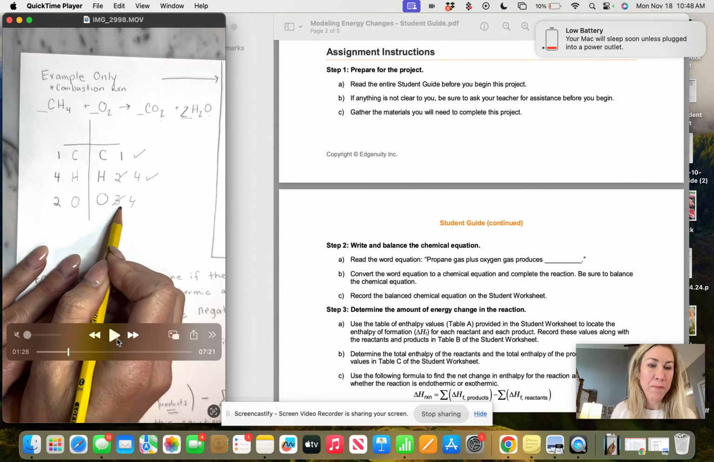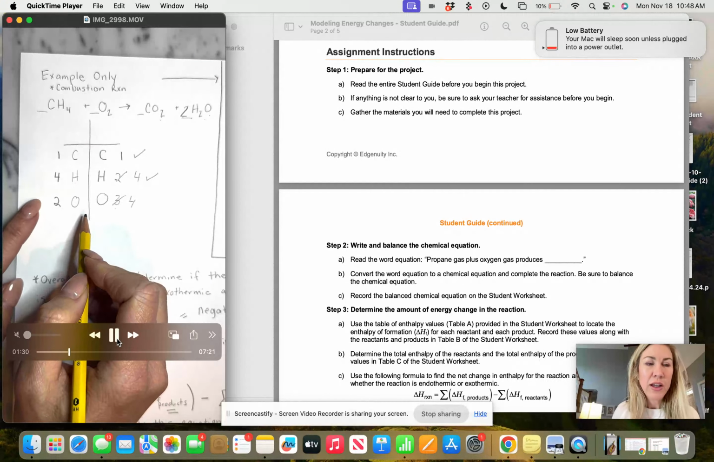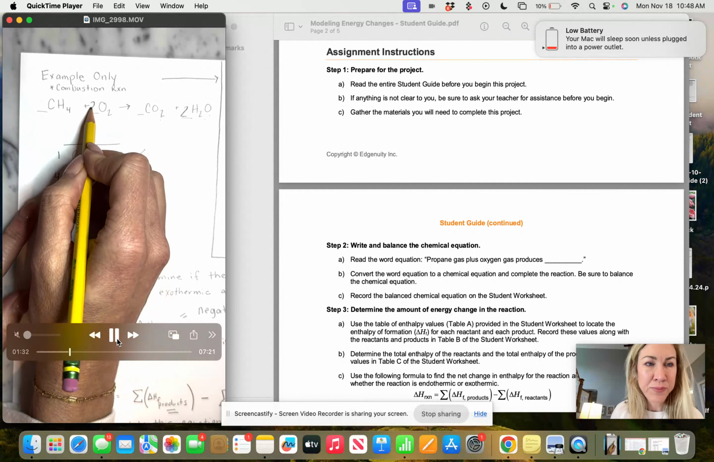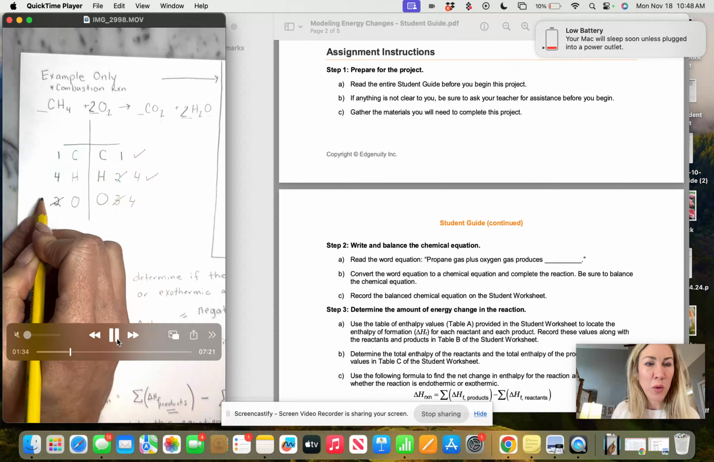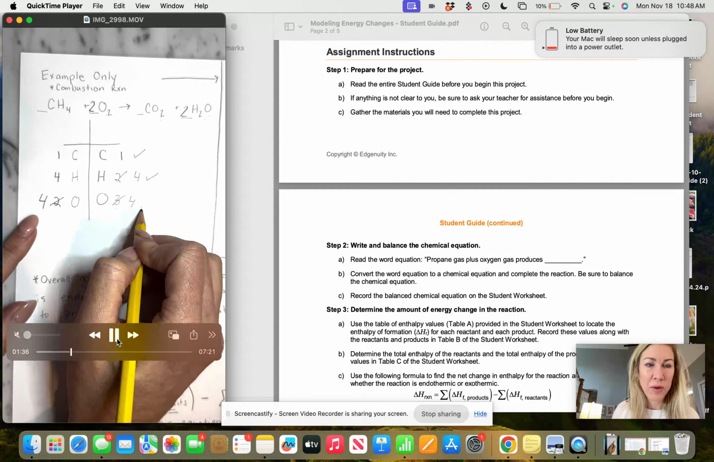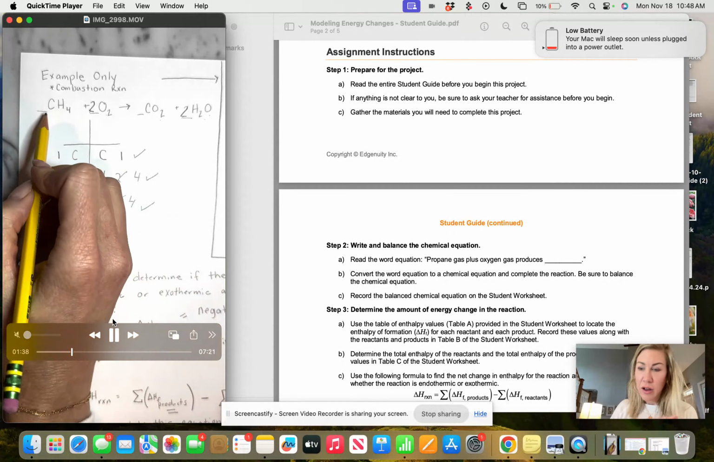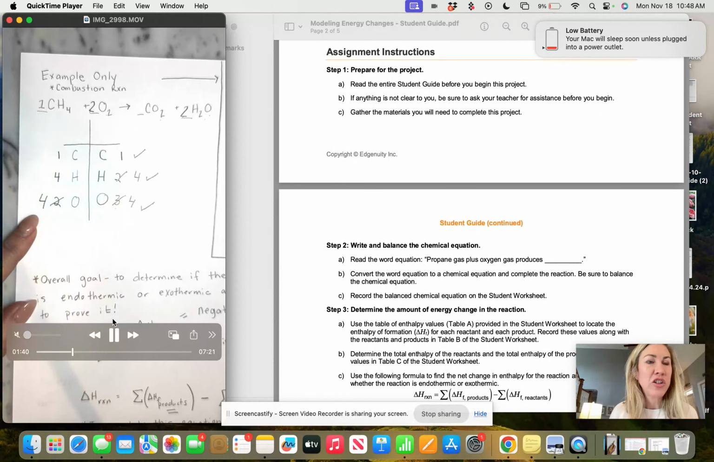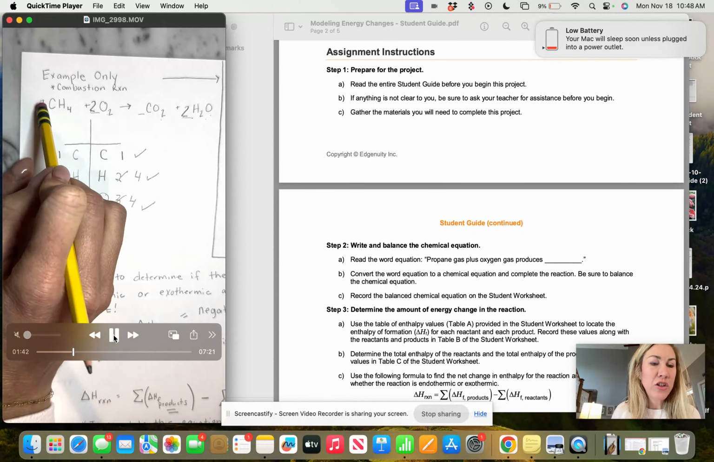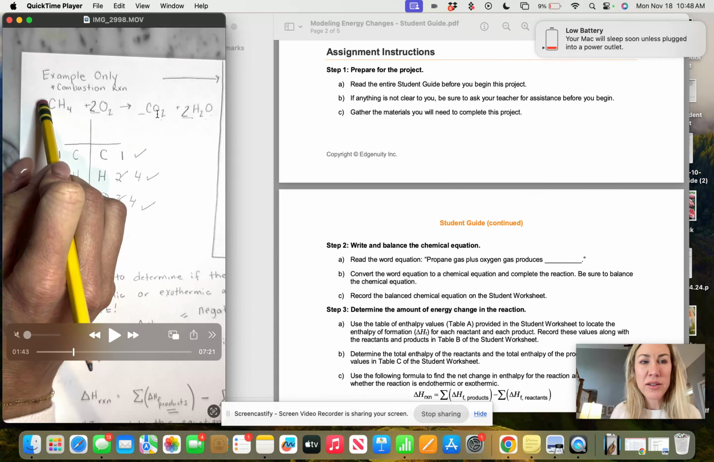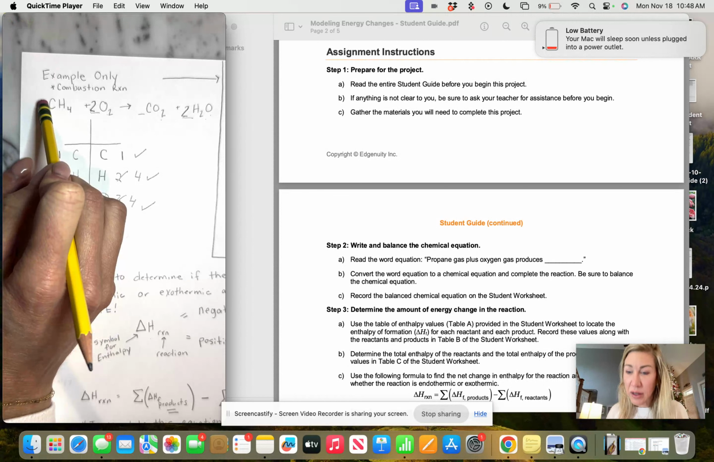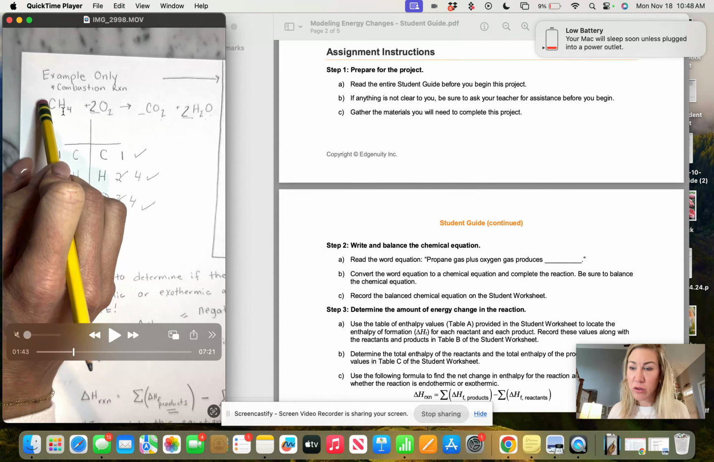So how do I do that? I place a coefficient in front of the oxygen there. 2 times 2 is 4, and all of my numbers are equal. So I have a balanced reaction. The 1 coefficient you could place in front of your methane and your carbon dioxide, but typically we don't see a 1 there because it's understood that 1s are known values if you see a molecular formula there.